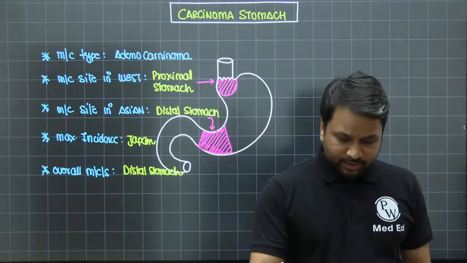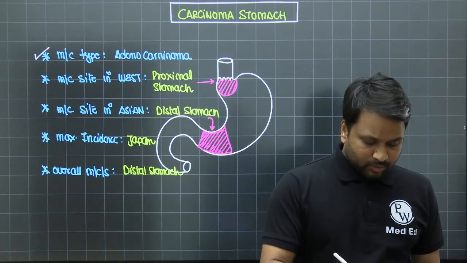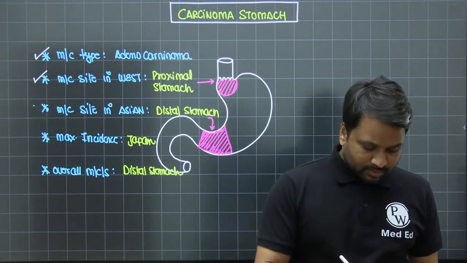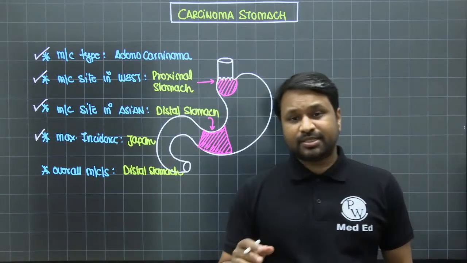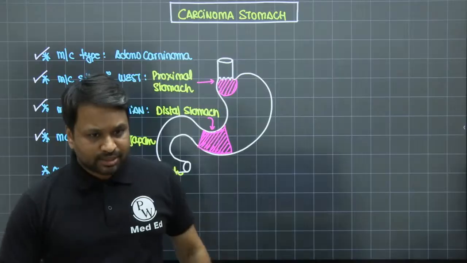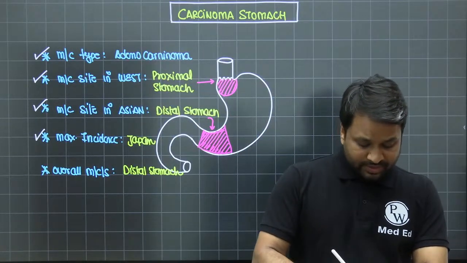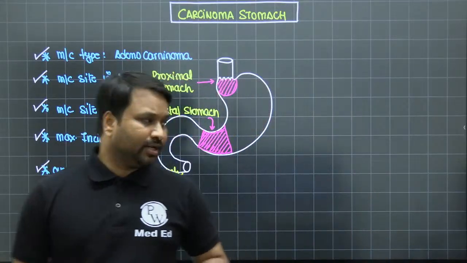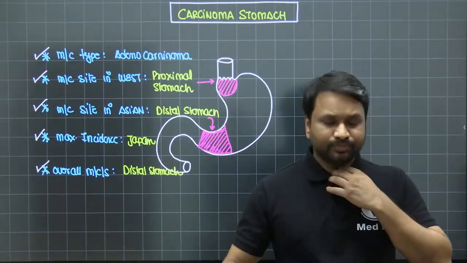So here's the thing that you need to understand. The most common type is going to be the adenocarcinoma. The most common site in the Western countries is the proximal stomach, whereas in the Asian population it is distal. The overall maximum incidence of the gastric carcinomas is seen in the distal part of the stomach, and in Japan. If you consider one answer, the most common site is going to be the distal part of the stomach, that is the pyloric antrum, right?